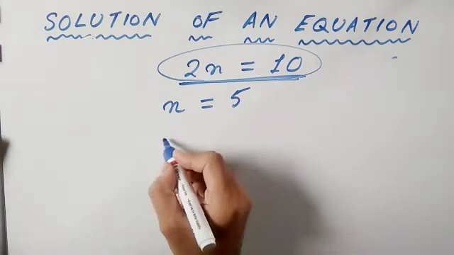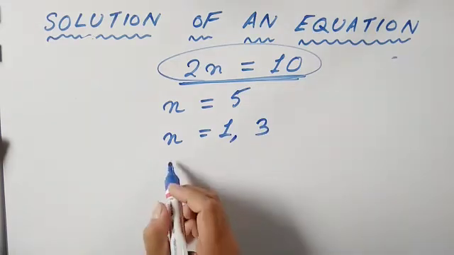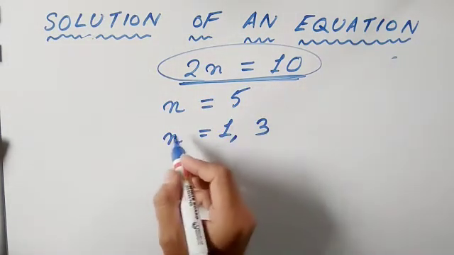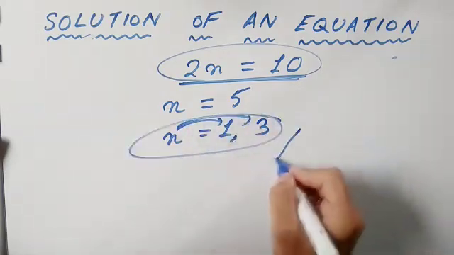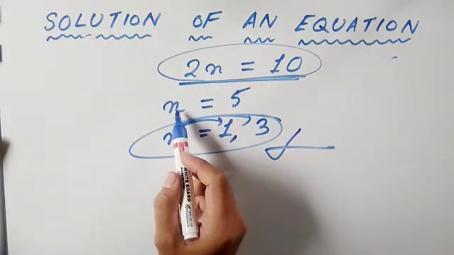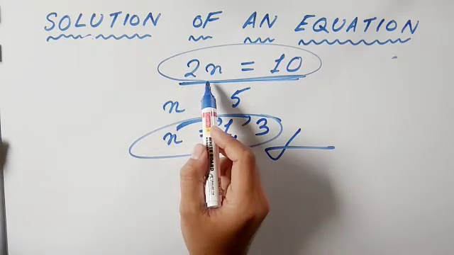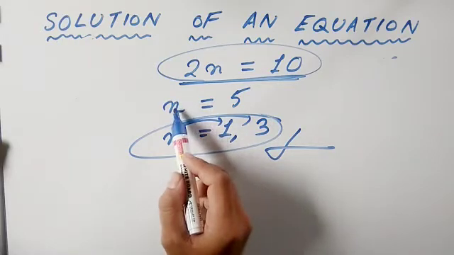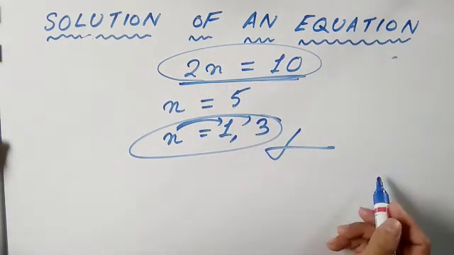Understand? What if we take the value of n equals 1 or n equals 3? They do not satisfy the given equation, right? So the values of n like 1 or 3 are not the solution of the equation. Only the value of n equals 5 is a solution of the equation twice n equals 10. Why? Because the value of n equals 5 satisfies the given equation. Understand?